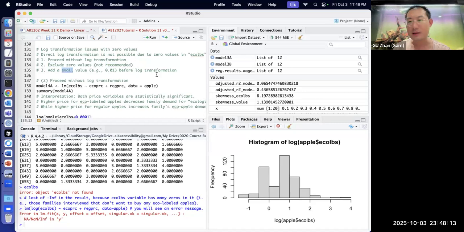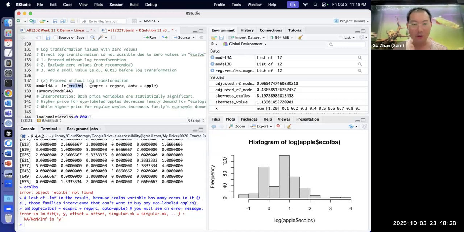Another way is to add a number before the log transformation into the variable itself. So we change from 0 to 0.01. So it's a very small number. Okay, so the first thing we try is to proceed without log transformation.